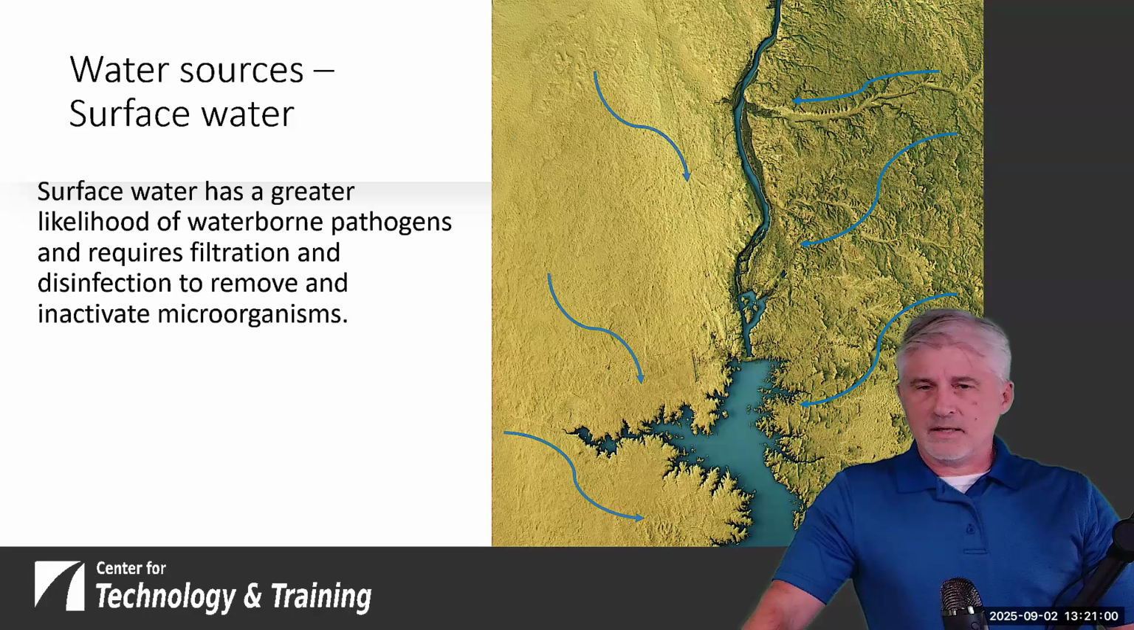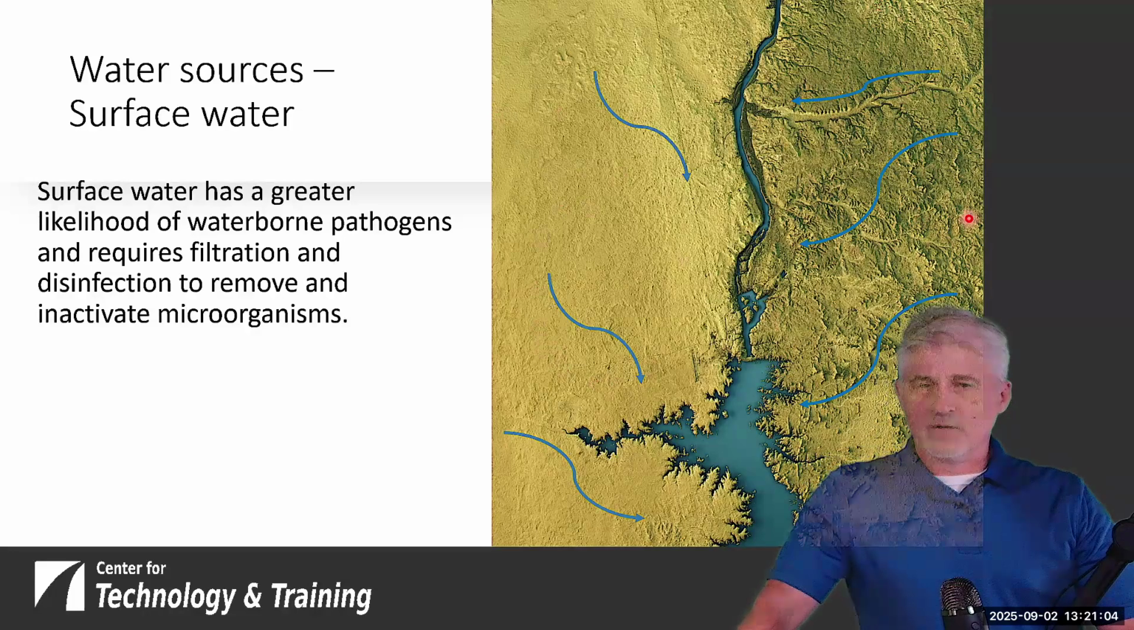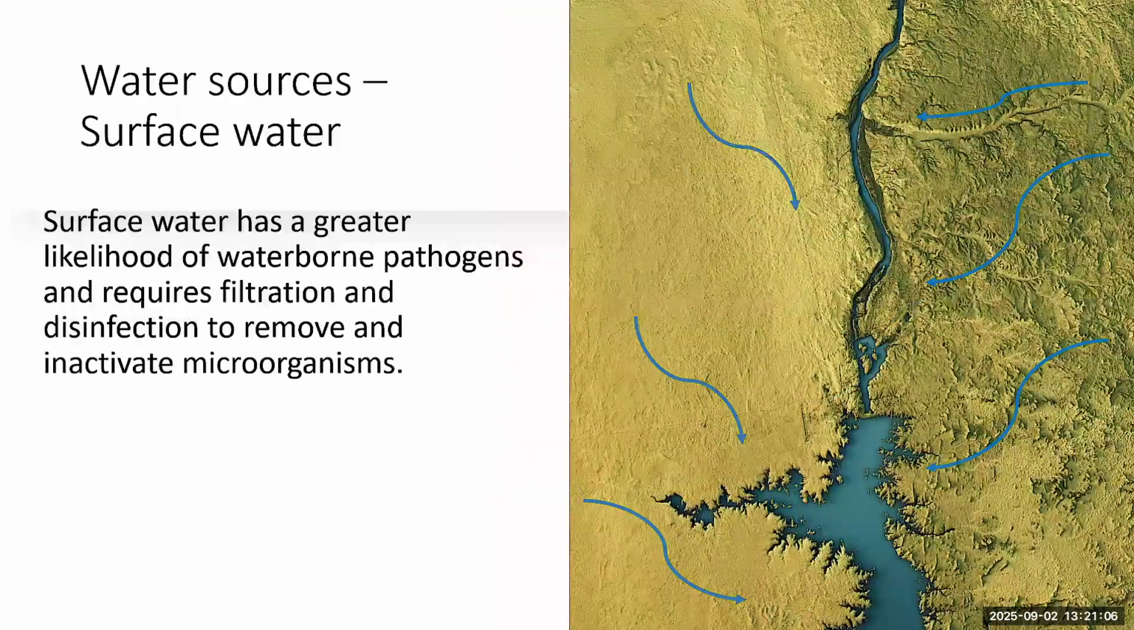So the idea here is that all these little tributaries, all this runoff comes into our surface water body. And because it travels over ground, there's a lot more likelihood that the things that can hurt us are going to end up in the water. So waterborne pathogens, that's why we need to do filtration and disinfection to either remove or to kill off those microorganisms.